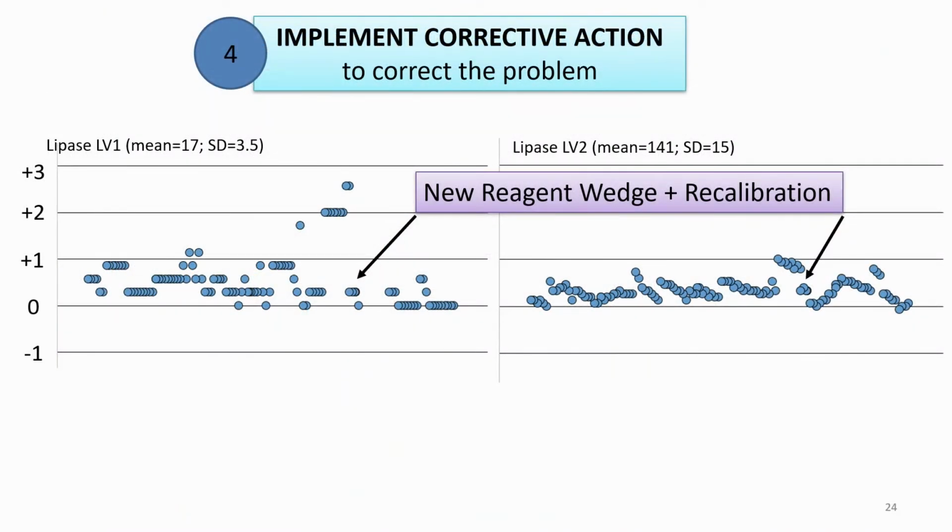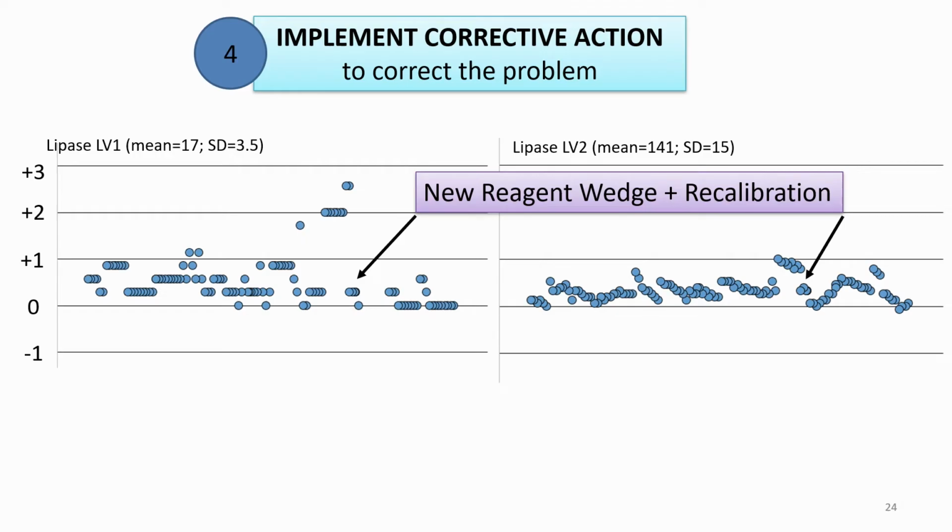So once we've identified the root cause, we now want to implement corrective action to correct the problem. So here I've shown that. For this lipase problem, we have put on a new reagent wedge. And when we put on a new reagent wedge for this assay, the manufacturer recommends recalibration, so that's what we did. And you can see that QC came back into the acceptable range.